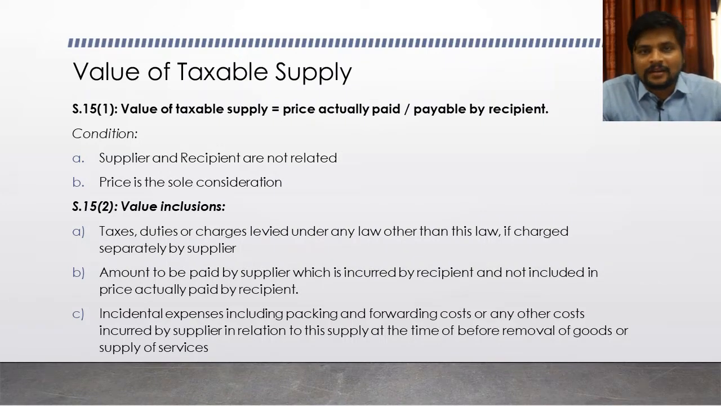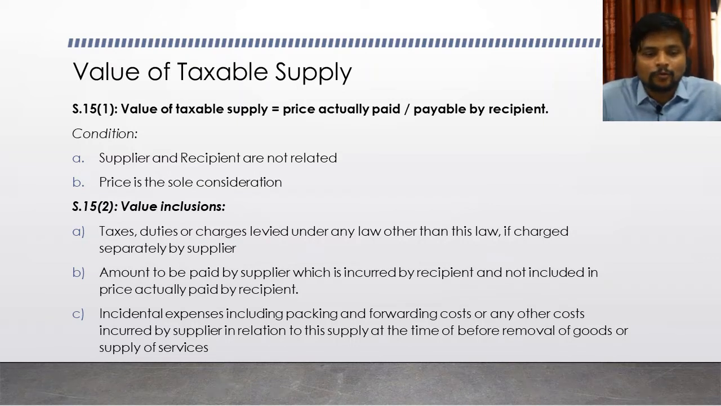Section 15, subsection 1. Subsection 1 of section 15 says the value of any taxable supply provided by the supplier should be the actual price charged by the supplier to the recipient of supply, or you can even call it the transaction value. That has to be considered as the value for the taxable supply. It is the general condition for any scenario.